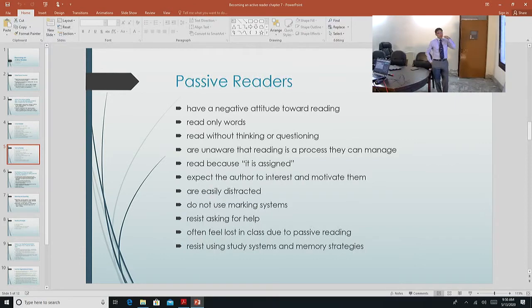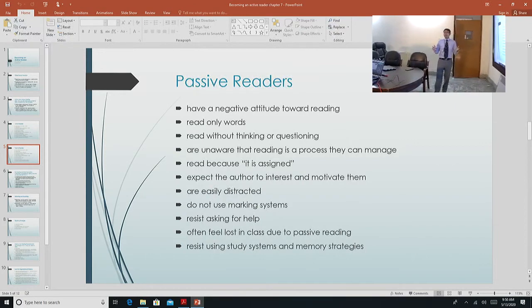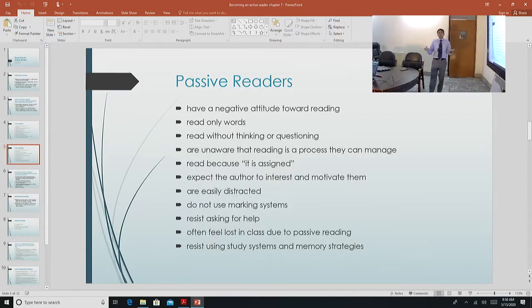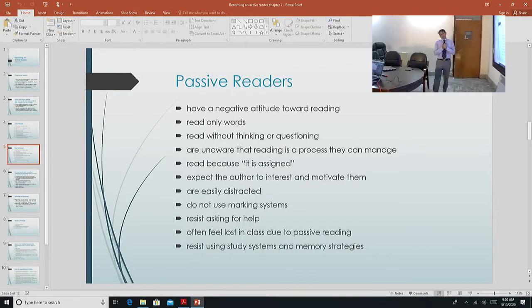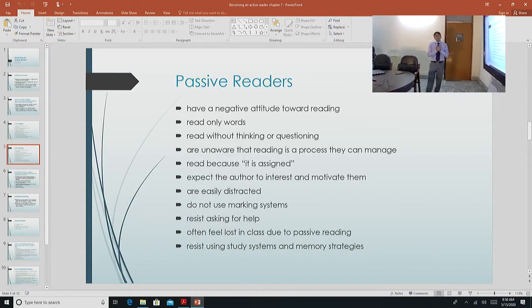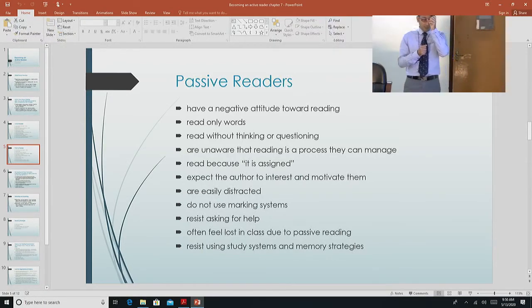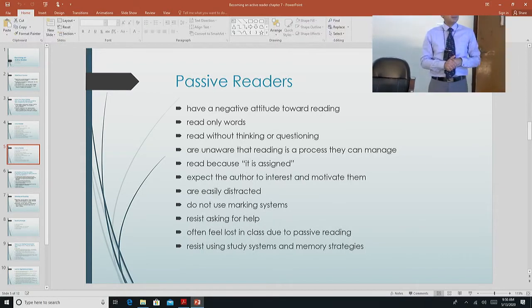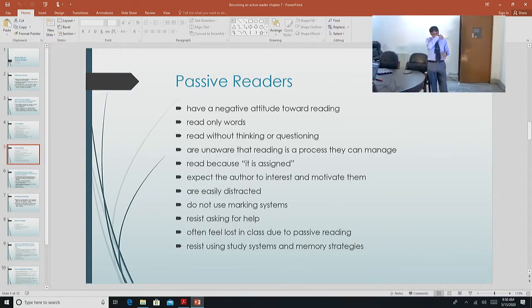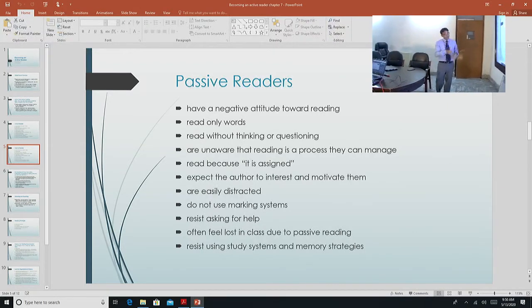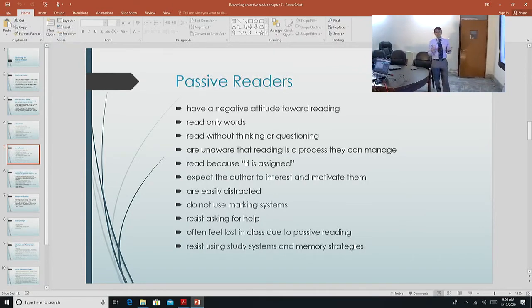So then what happens is that after 1 hour, they will say, I have not been able to understand. I don't know what to do with this text. The text is not clear to me. The text is clear. Your attitude is not right. So we need to have a positive attitude, so that we understand what is going on in the text. Read because it is a sign.